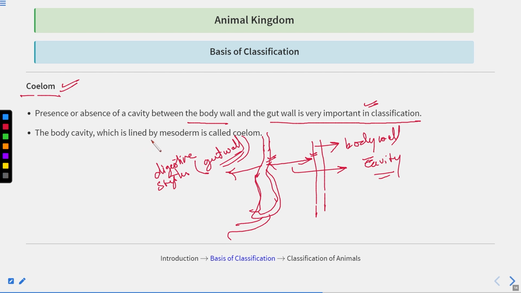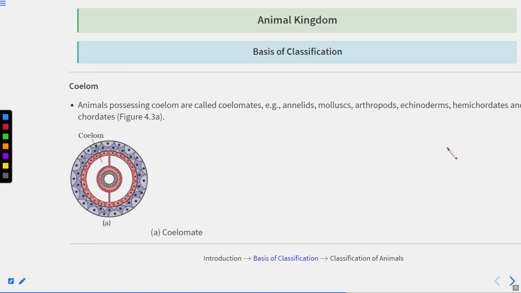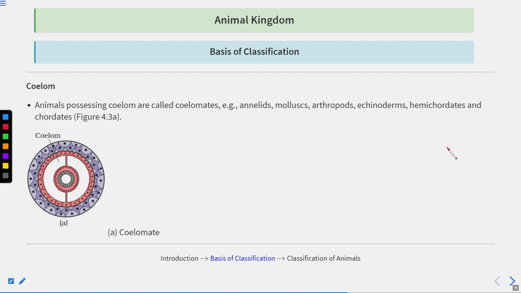Now, the body cavity which is lined by the mesoderm is called coelom. This is the cavity which is called coelom. And if it is lined by the mesoderm layer, then this is called true coelom. So the animals possessing coelom are called coelomates. Those organisms which have this body cavity are called coelomates.